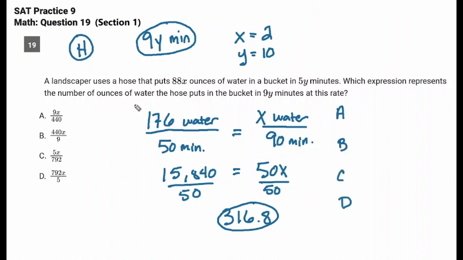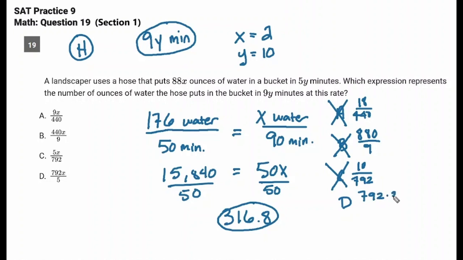A says 9x over 440. So that's 9 times 2, 18 over 440. Don't need to do anything with that. Obviously a little bitty fraction. 440 times x. 440 times 2 is 880 over 9. You can ballpark that. That's not going to be 316.8. This is easy. 5 times 2, that's 10 over 792. Is that going to be 316.8? No. Oh man, I hope this works.